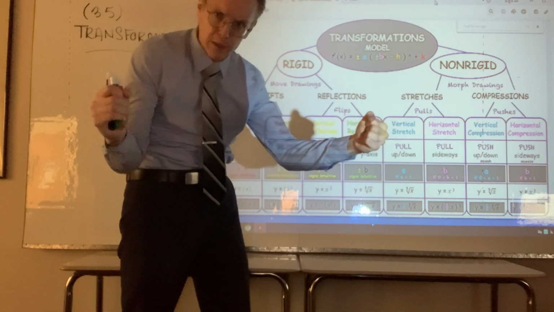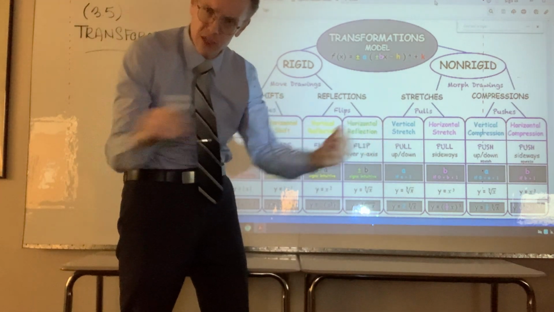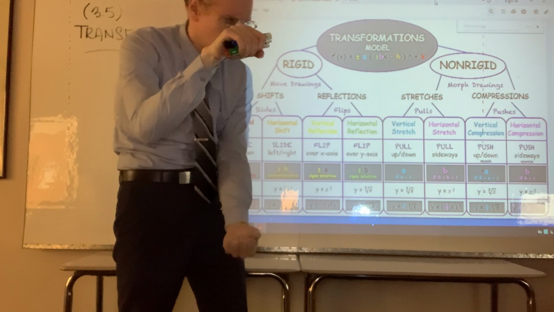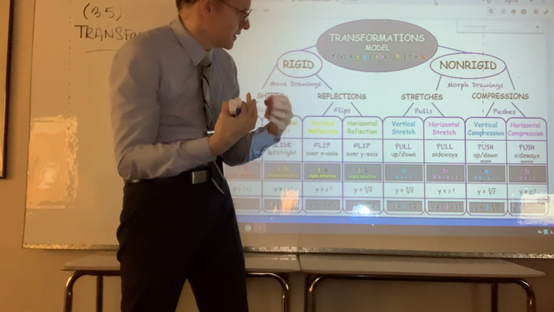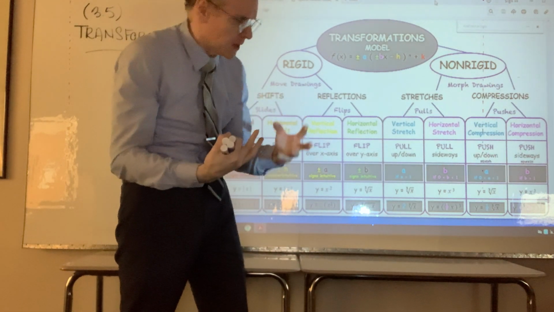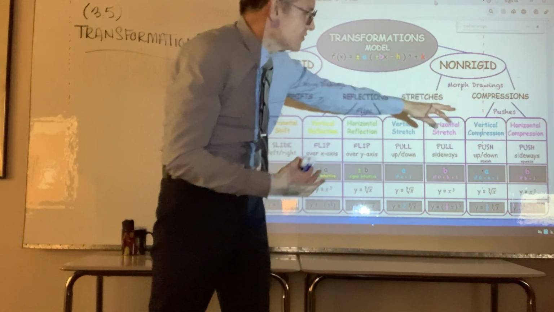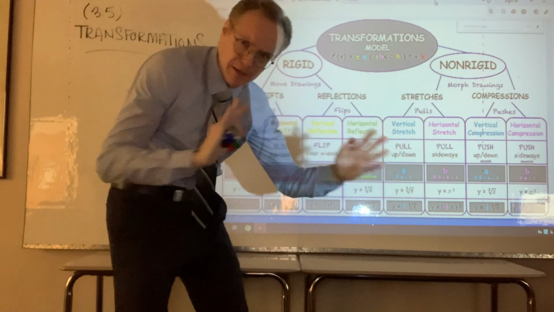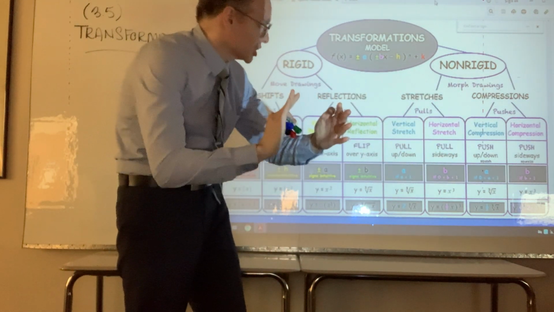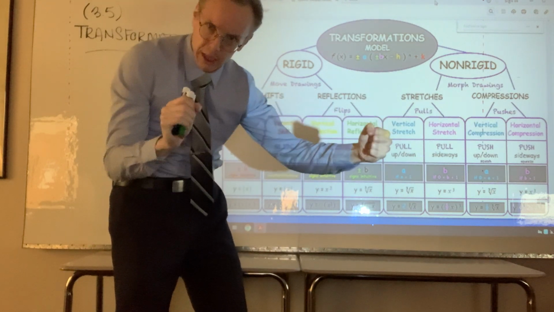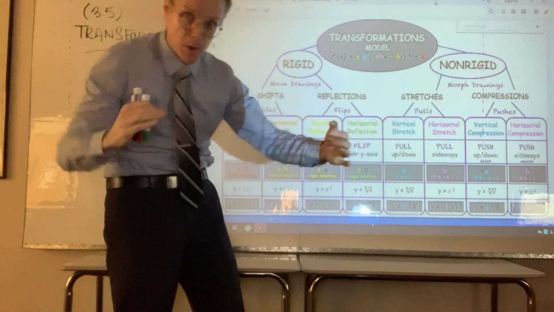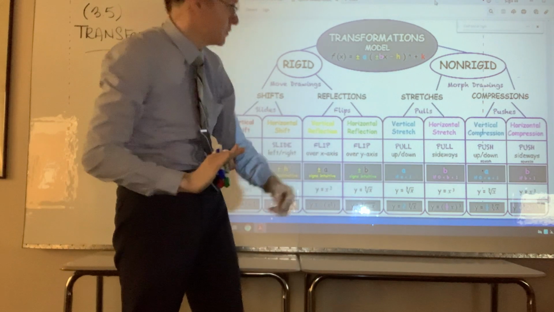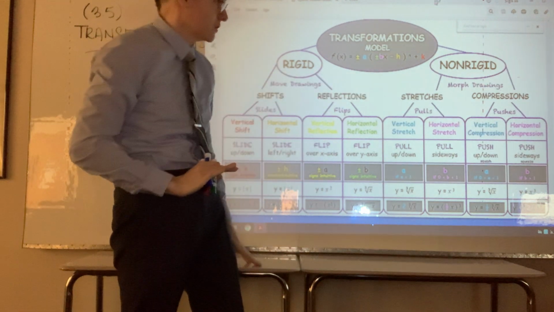Anyhow, this non-rigid type, there are stretches, which you can think of as pulling in a certain orientation, pulling horizontally, pulling vertically on your graph, so that it's morphed, it distorts the picture somehow. Compressions are just the opposite of that. You can kind of think of them in the context of squashing something, pushing rather than pulling. Pulling is going outward, pushing is more or less inward. That's what stretches and compressions are.